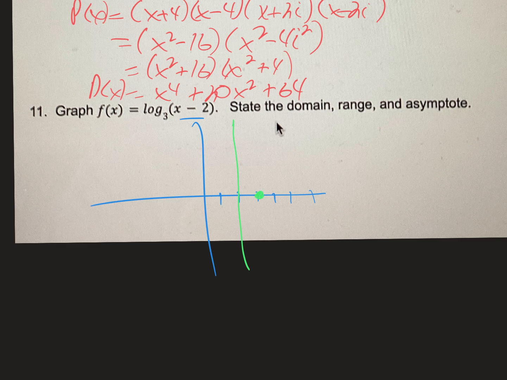And what I want to do for my second point is I want to make that parentheses be the same thing as the base. So the base is 3. In order for the parentheses to be 3, I've got to use a 5 for x. So if I plug in 5, I get log base 3 of 3, which is 1. So I plugged in 5, I got 1. So I'm going 1, 2, 3, 4, 5, up 1. There's my second point, and there's my graph.